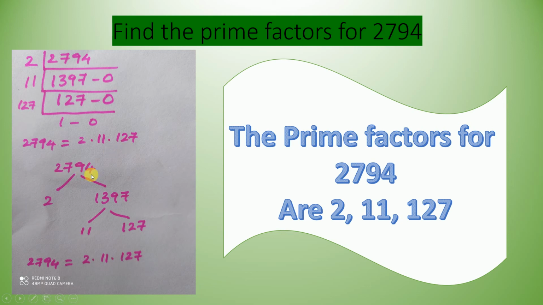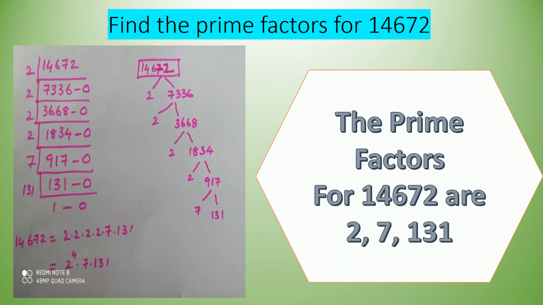This is another technique. By using the factorization tree, you can find the prime factors. So here also, this is 2794. You start with 2. 2 times 1397 is 2794. Then again 11 divides this number 127 times. So this is the representation. So the prime factors for 2794 are 2, 11 and 127.